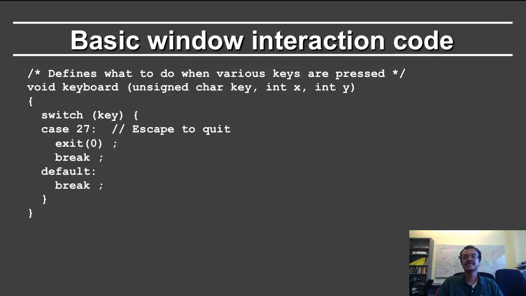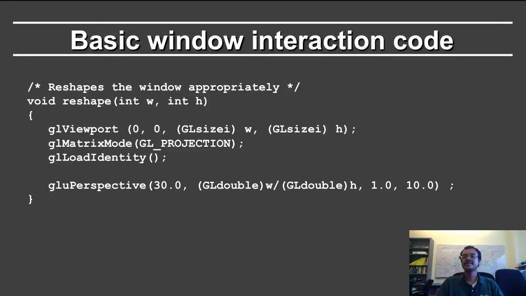Let's first discuss the keyboard function because it's a basic example of what a callback function looks like. You have as inputs the key, and then you also have the X and Y coordinates of where the key was pressed, since it may behave differently at different locations. In our case, we do almost nothing with the keyboard. If you hit escape, the ASCII code for escape is 27. That's why I've said case 27. Then I will exit.